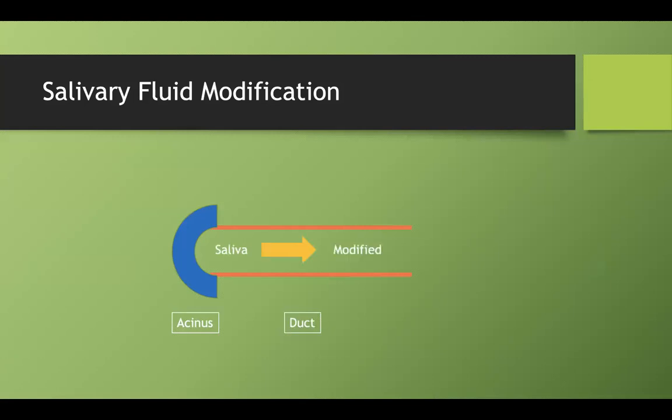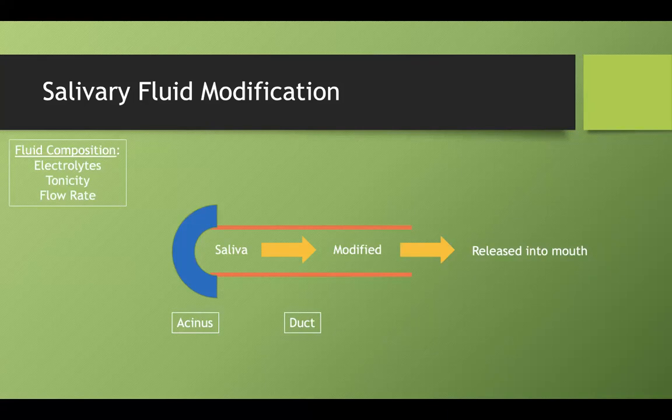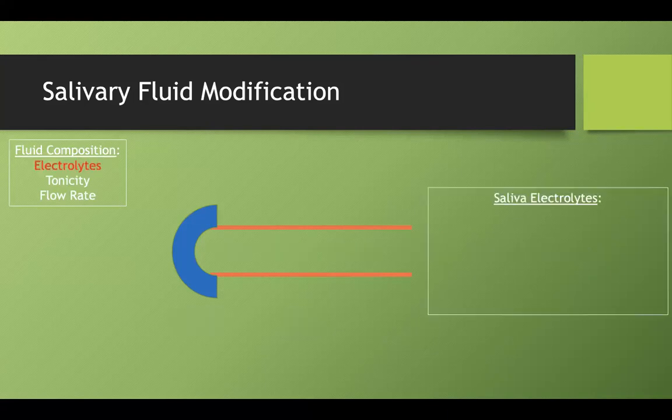It's going to be modified in the ducts, and then it'll finally be released into the mouth. Now, there's three concepts you need to know about how this fluid gets modified during its journey from the acinus to the actual oral cavity. So let's talk first about the electrolytes.